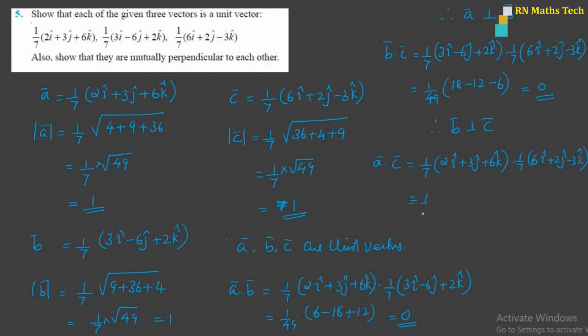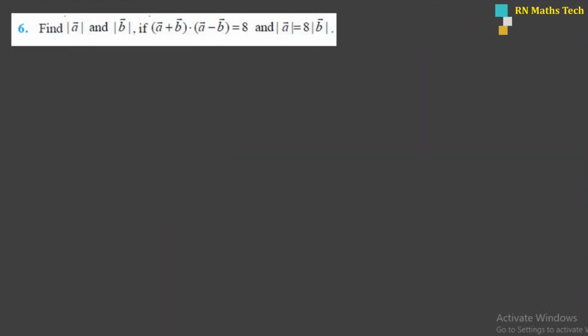That's equal to 1/49 into (12 + 6 - 18), which is also 0. Therefore, a⃗ is perpendicular to c⃗.